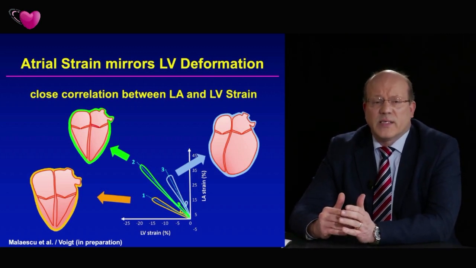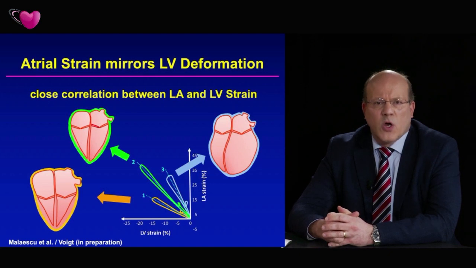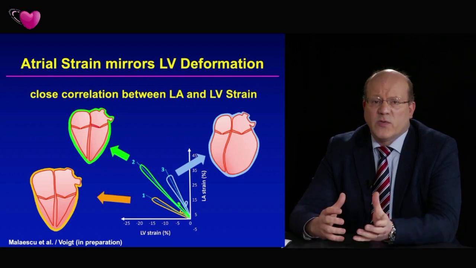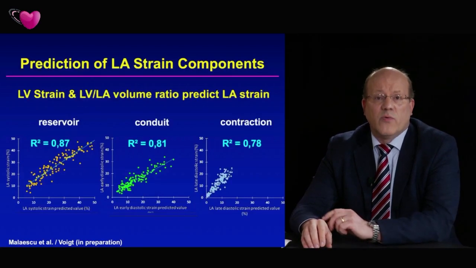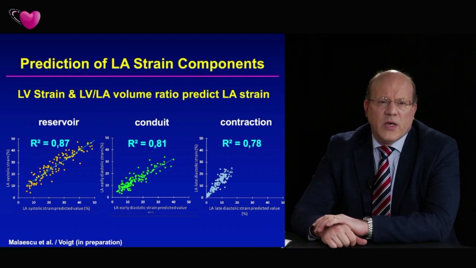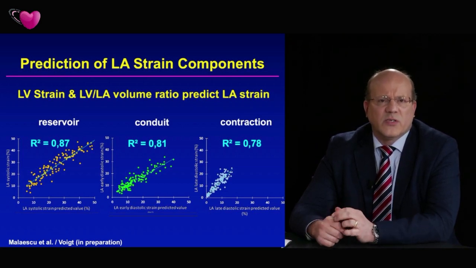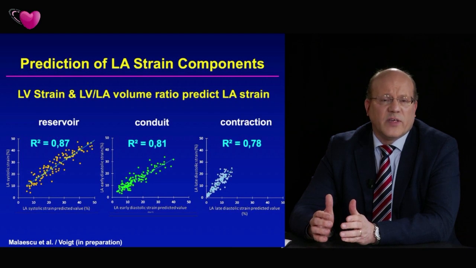So this slope tells us something about the strain relation, but it also tells us obviously something about the volume relations of the two chambers, and that makes absolute sense because these two chambers exchange volume with each other, so it makes sense that these strain values are inversely related to the volumes. And we have put that together. You see here the slope of the atrial-ventricular strain loop, and on the other axis you see the volume ratio of the left ventricle and the left atrium. And just by using the left ventricular strain and the volume ratio of the two chambers, we can predict quite well the left atrial strain.